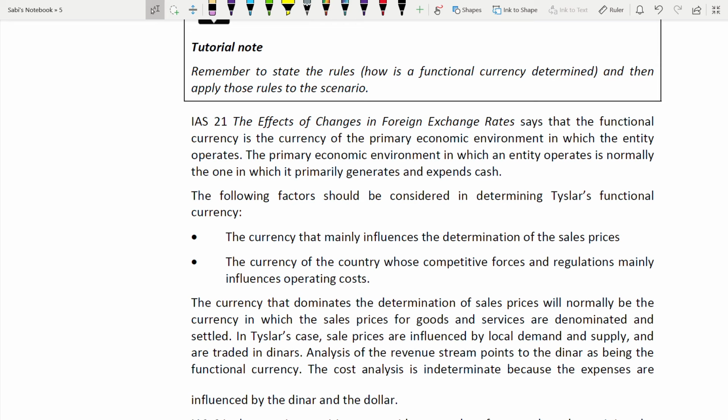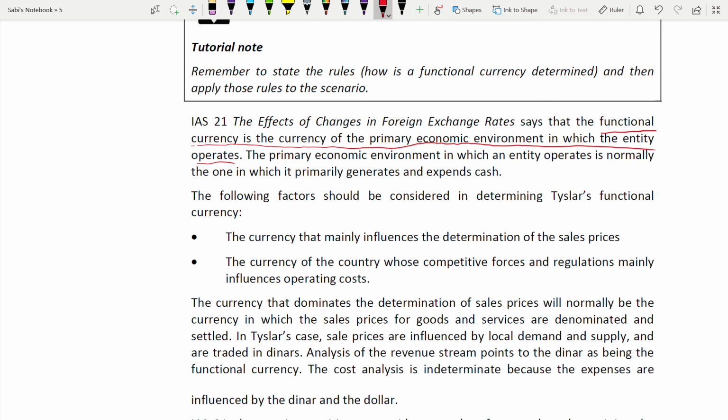Okay, so coming to IAS 21, The Effects of Changes in Foreign Exchange Rates, it says that the functional currency is the currency of the primary economic environment in which the entity operates. So they are starting with the definition of functional currency. The wise thing is to start with the definition of the functional currency in one line, that's it. Now, the primary economic environment in which an entity operates is normally the one in which it primarily generates and expends cash. What is the primary economic environment? It means normally the environment in which the entity generates income or incurs expenses. They generate income in that currency, or they have the cost in that currency.